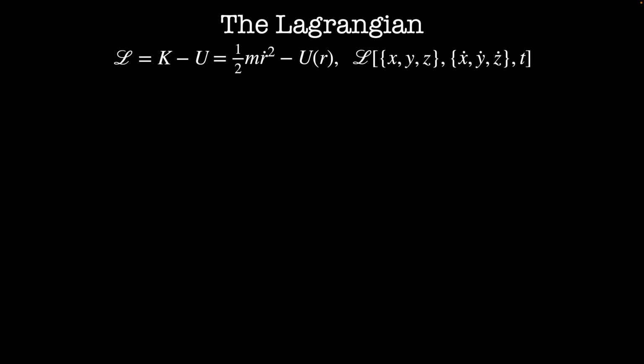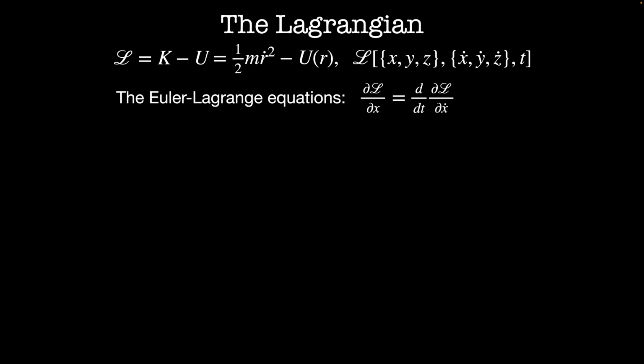If I were to write this out, I get 1/2 mv squared minus the potential energy as a function of position. The Lagrangian is then a functional of position, velocity, and time, where position and velocity may themselves be functions of time. If we want to find the trajectory of a system, first we work out its Lagrangian, then we use the Euler-Lagrange equations to solve for the optimal path.